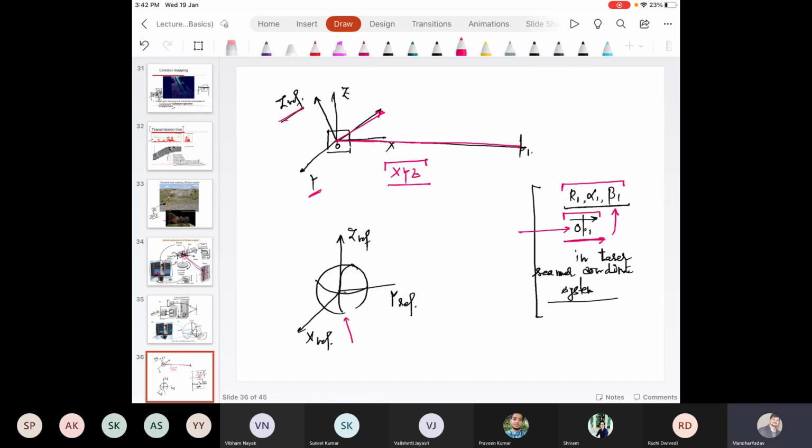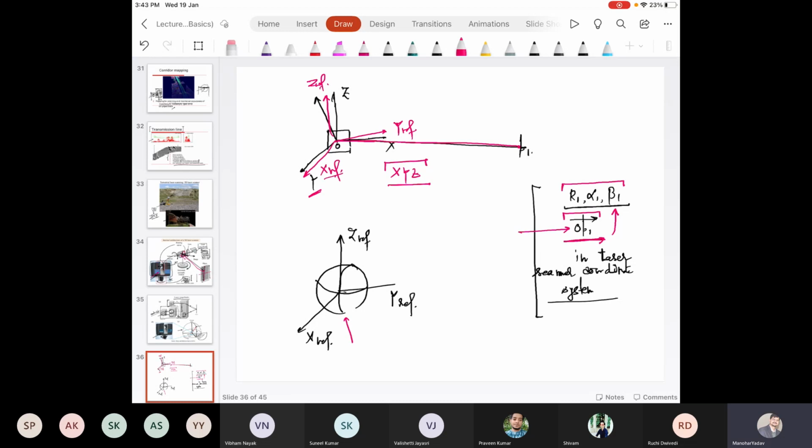We need to map it in this way. So just assume that there is some tilt, and this is a Z reference. This is the X reference. This will now be the Y reference. And the third axis, this will be the X reference.